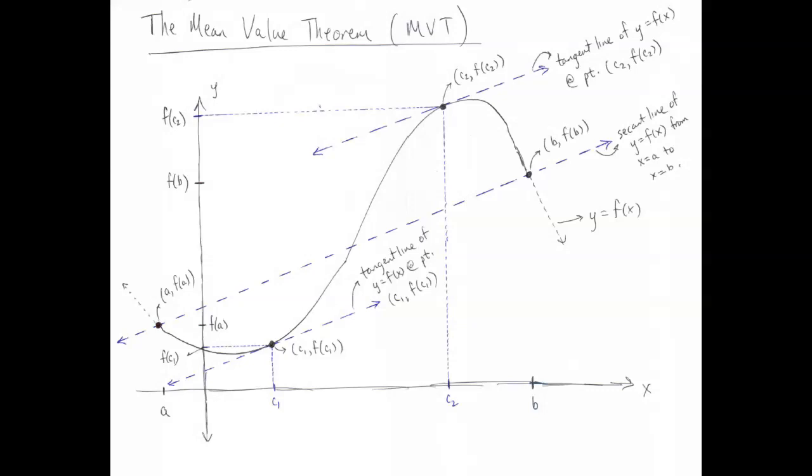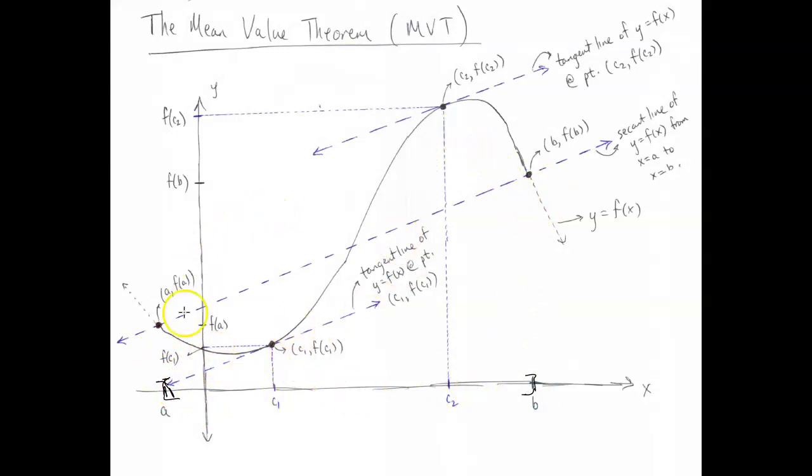As you can see here, I have a function, f of x. Notice that this function is continuous everywhere in between this closed interval from x equals a to x equals b. Since this function is continuous on this closed interval, we know that every x value in between x equals a and x equals b will have a corresponding y value that goes with it.